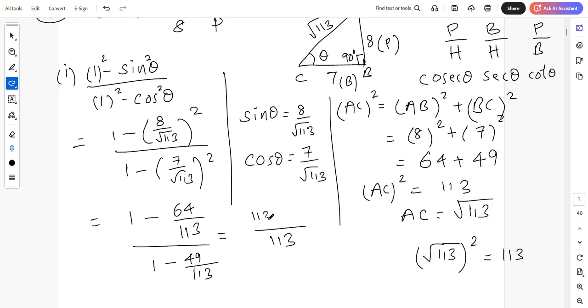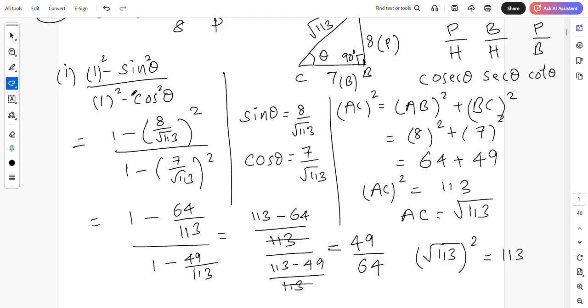113 minus 64, divided by 113, again LCM 113 minus 49. I can cancel this 113, 113. How much is 113 minus 64? That is equal to 49, divided by how much is 113 minus 49, which is 64. So 49 by 64. This is the answer for the first one. Okay, first one is done.